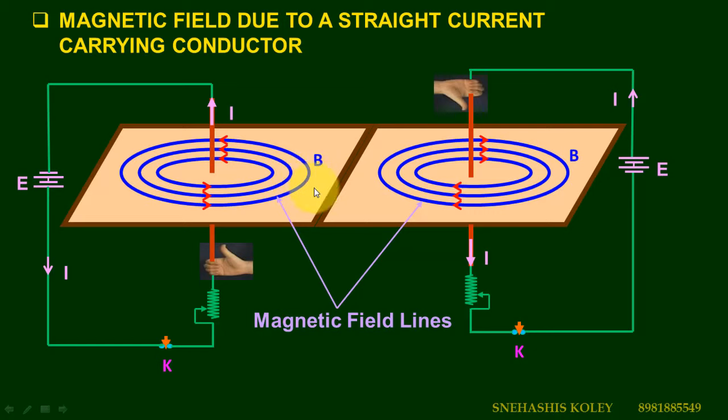That means the separation between the concentric circles increases, which represents that the magnetic field intensity decreases, because the closeness of the magnetic field lines represents the strength. So if the magnetic field lines are farther apart, their closeness decreases, hence the value of the magnetic field will decrease. So the strength of the magnetic force will also decrease.